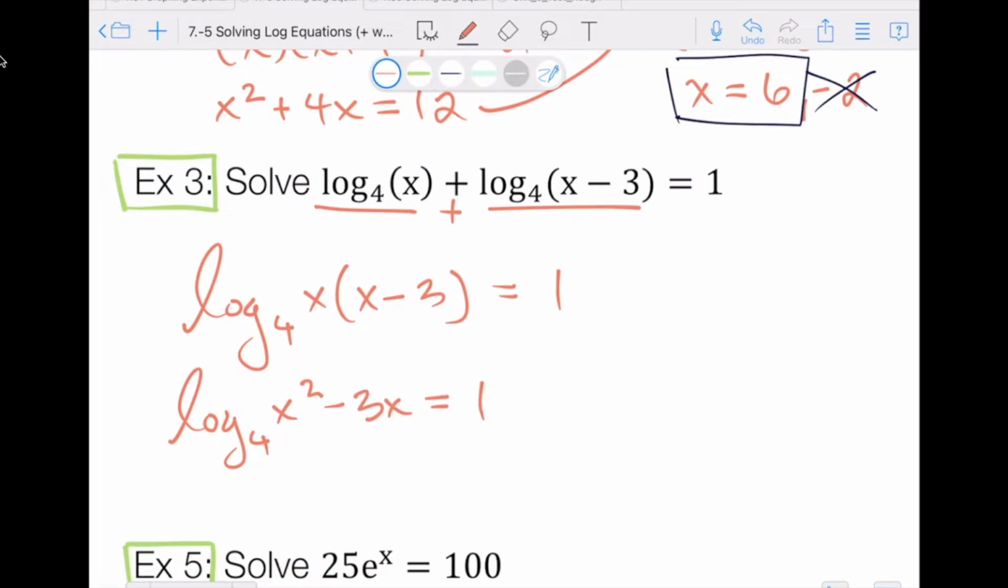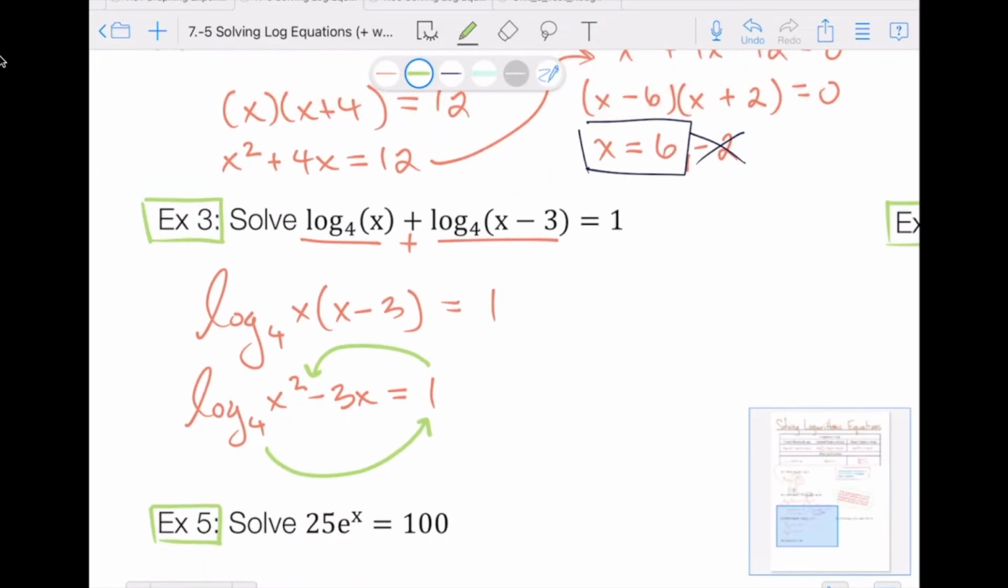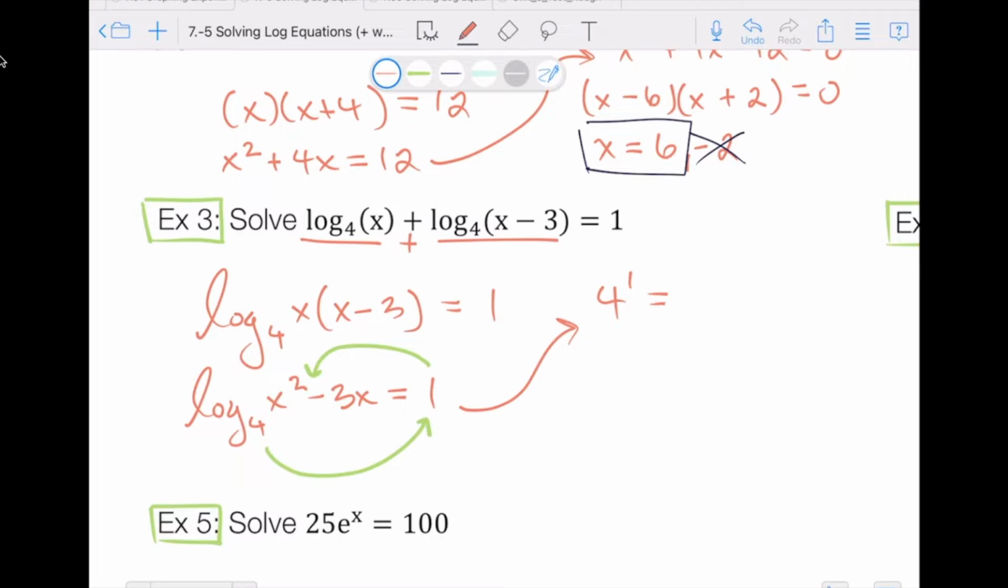And notice what we can do here. We can just use kind of that snail method, or we can recognize that this is the base, this is the exponent, and this is the argument or the power. So we can go ahead and rewrite this as 4 to the first is equal to x squared minus 3x. So let's do that. 4 to the first is equal to x squared minus 3x. 4 to the first is just 4.